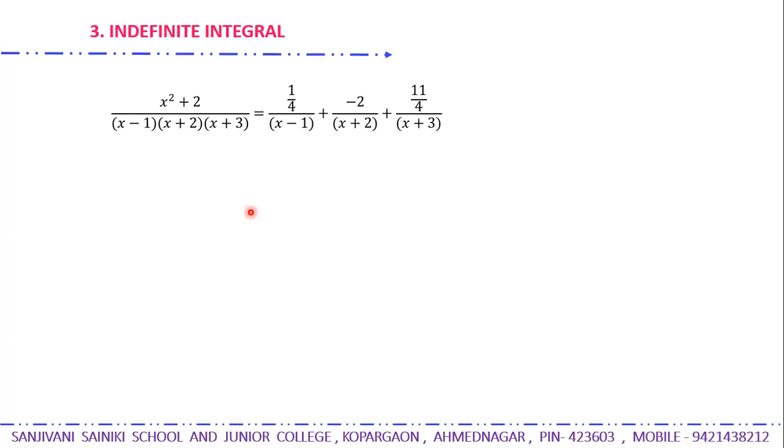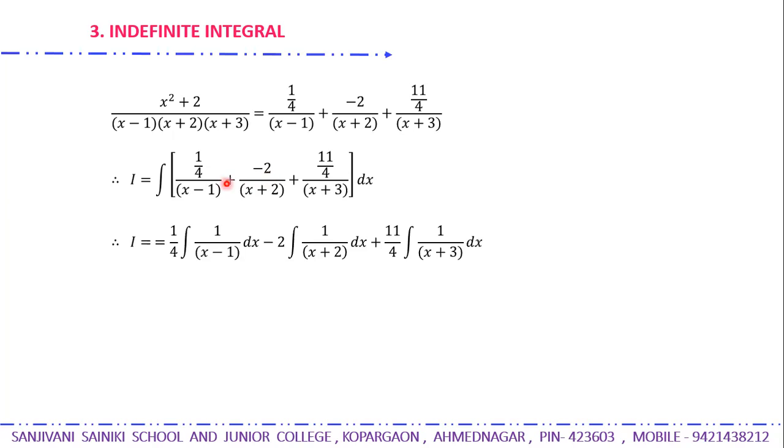Now we will put those values in our partial fraction, so we get this step. Now instead of integrating this function, we will integrate this function. 1 by 4 is a constant, we can take it outside. Minus 2 is also a constant, we can take it outside. 11 by 4 is also a constant, so we can also take it outside.